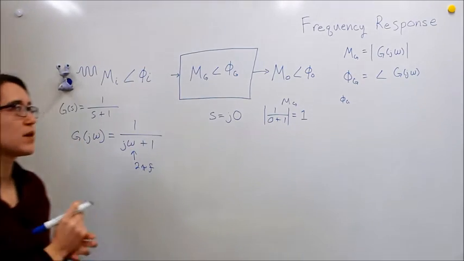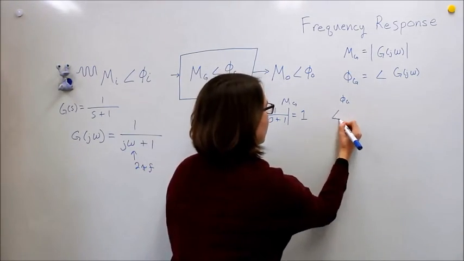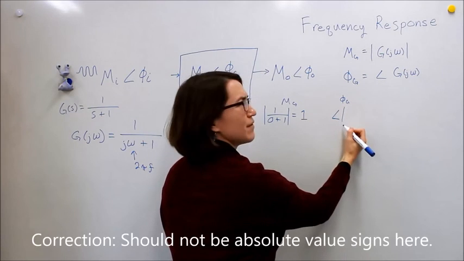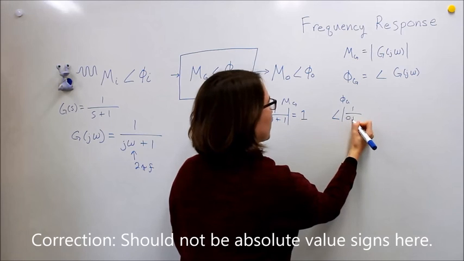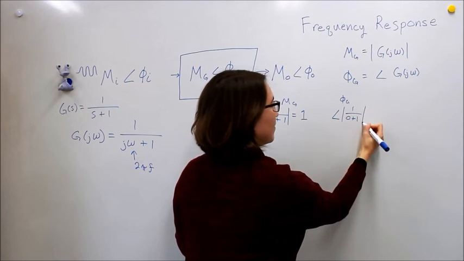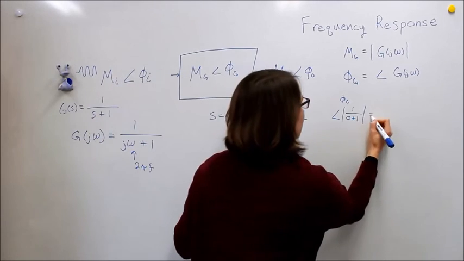Okay, and then we would do the same thing, but look at the phase of it. We take the same thing and look at the phase angle. The angle of 0 plus 1, which is just going to be 1. The angle of 1 on the S-plane is 0. So we get 0 degrees.